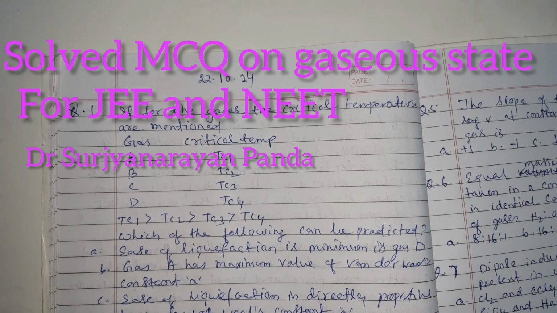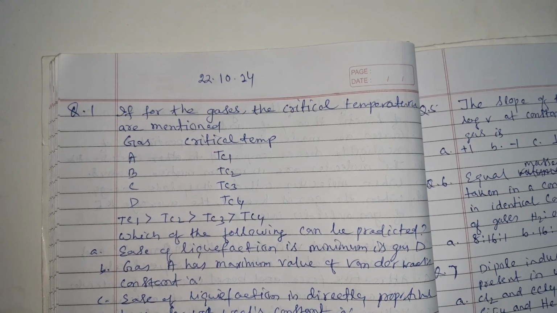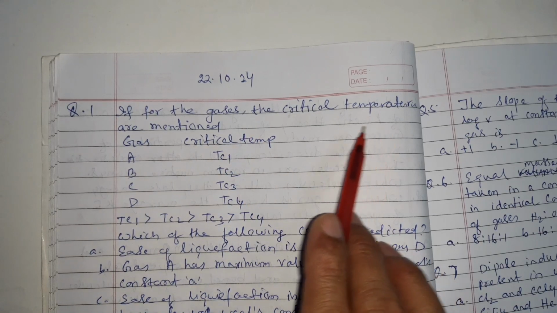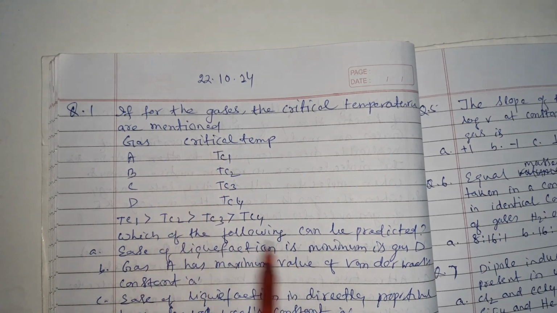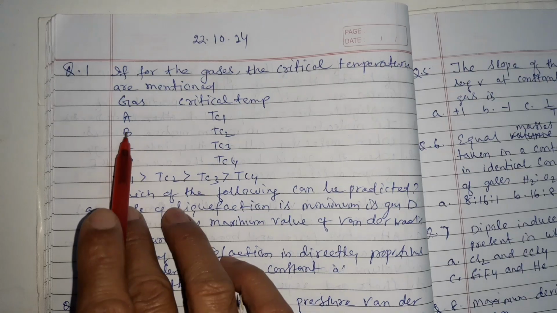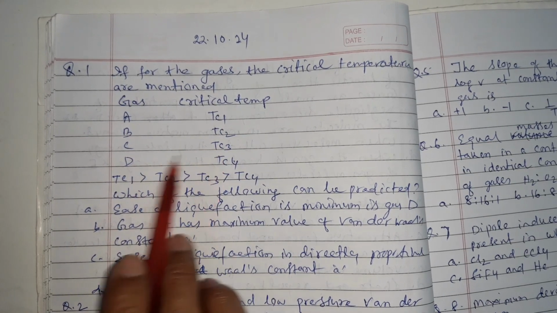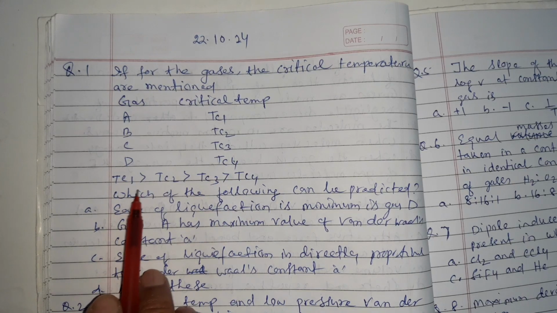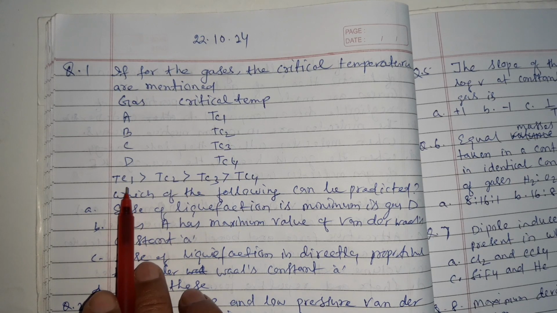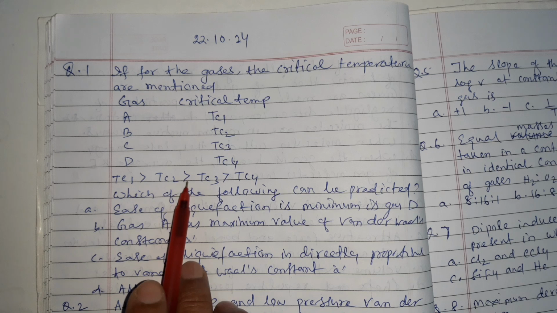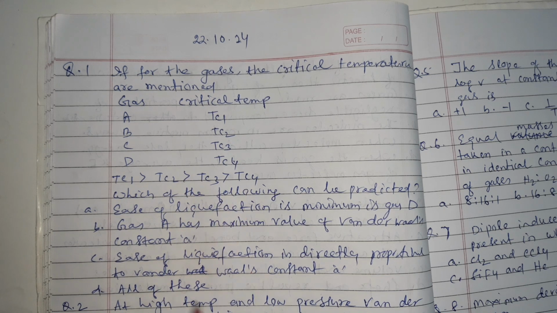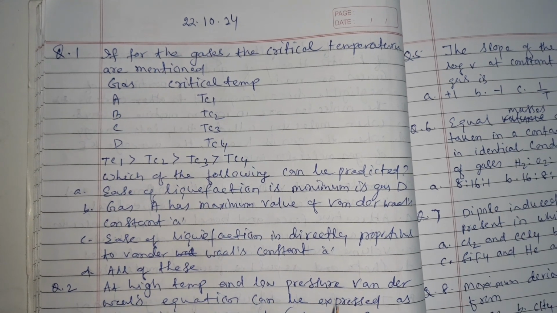Dear students, today I will discuss with you some important MCQs from the chapter Gaseous State for JEE and NEET examination. First question: the critical temperatures of four gases are given: gas A has Tc1, B Tc2, C Tc3, D Tc4, and the arrangement is Tc1 is greater than Tc2 is greater than Tc3 is greater than Tc4. Which of the following can be predicted?